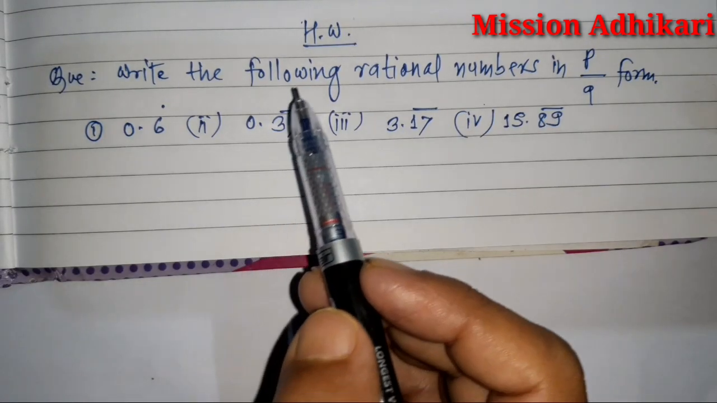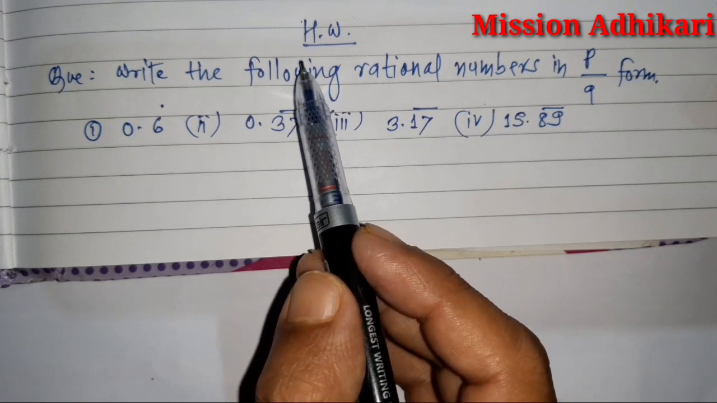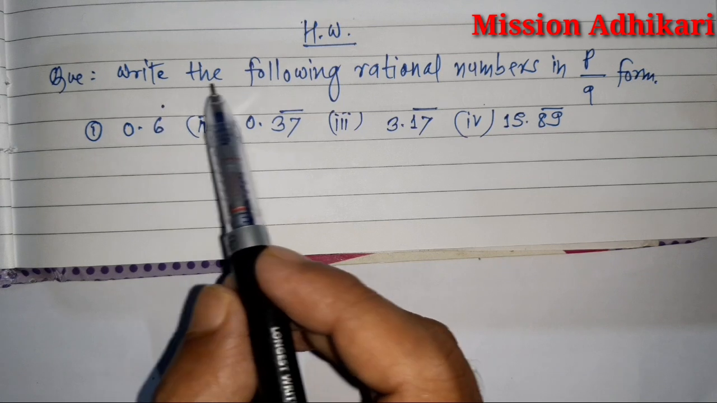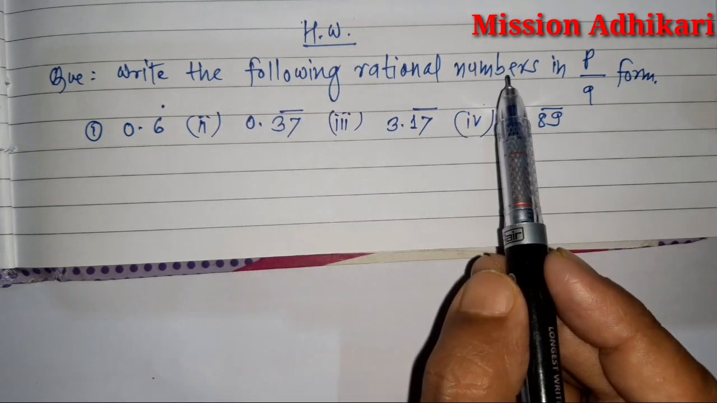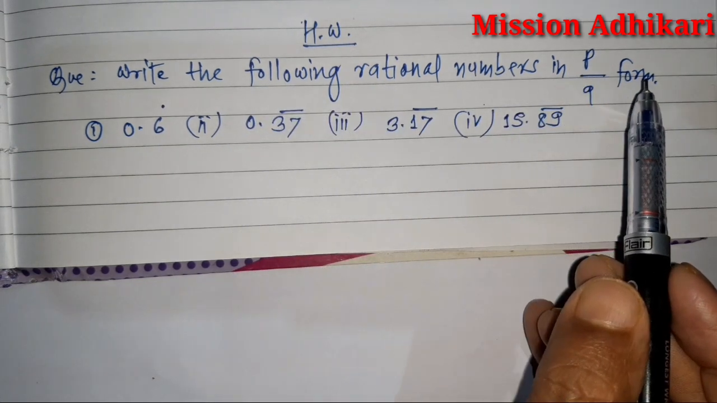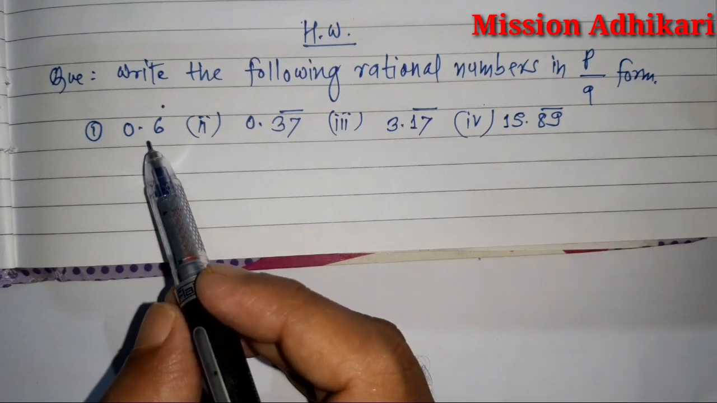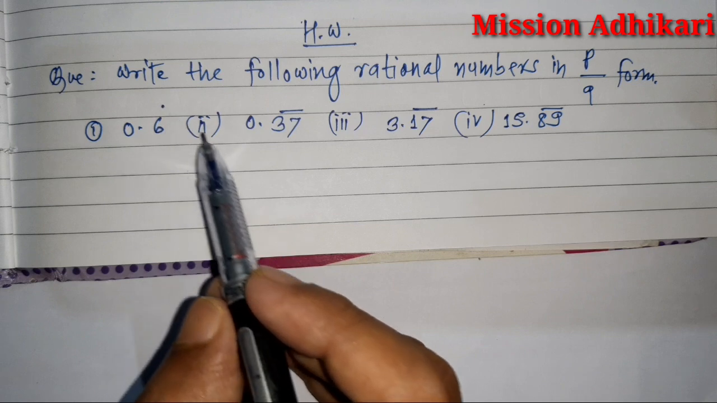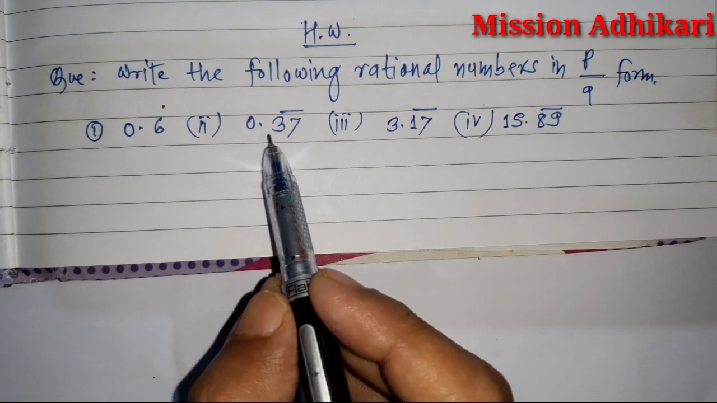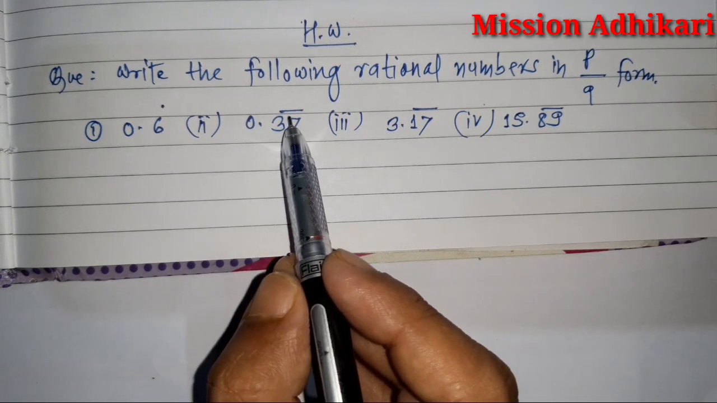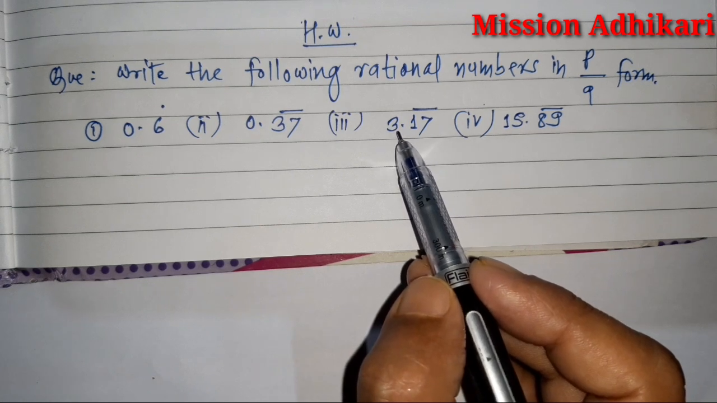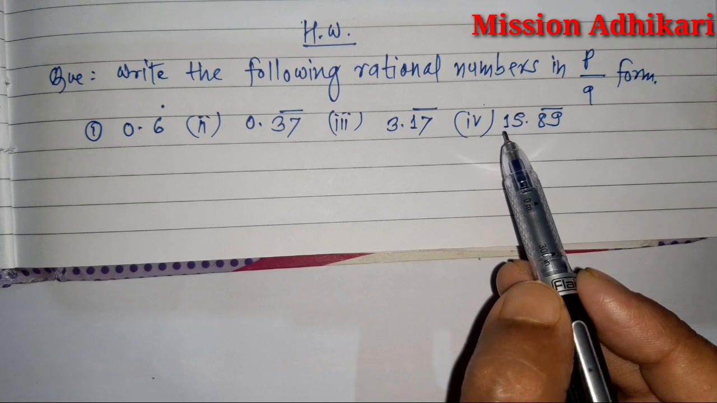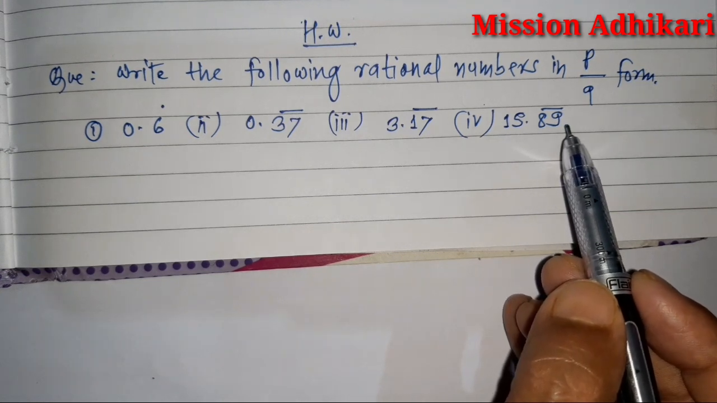Hello friends, now the homework is: write the following rational numbers in p by q form. Here the first example is 0.6 recurring, second is 0.37 recurring, third is 3.17 recurring, and fourth is 15.89 recurring.